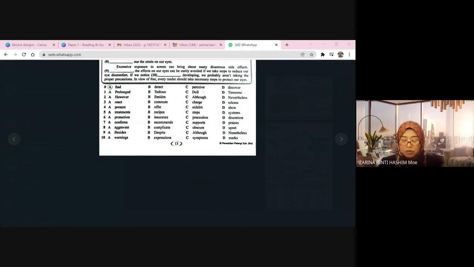Okay, stop. Number 2. We may also suffer focus flexibility problems. Now they want to add something. The keyword here is the word also. We may also. That means something extra that you want to add. So which one?